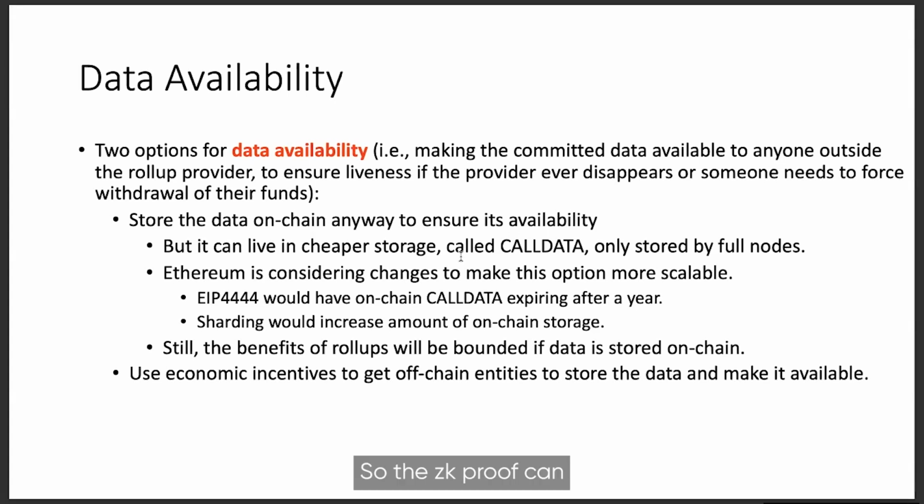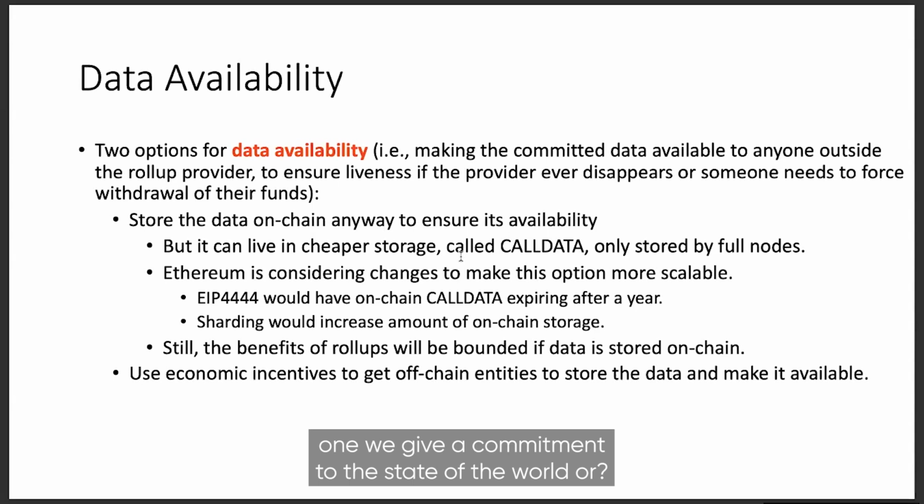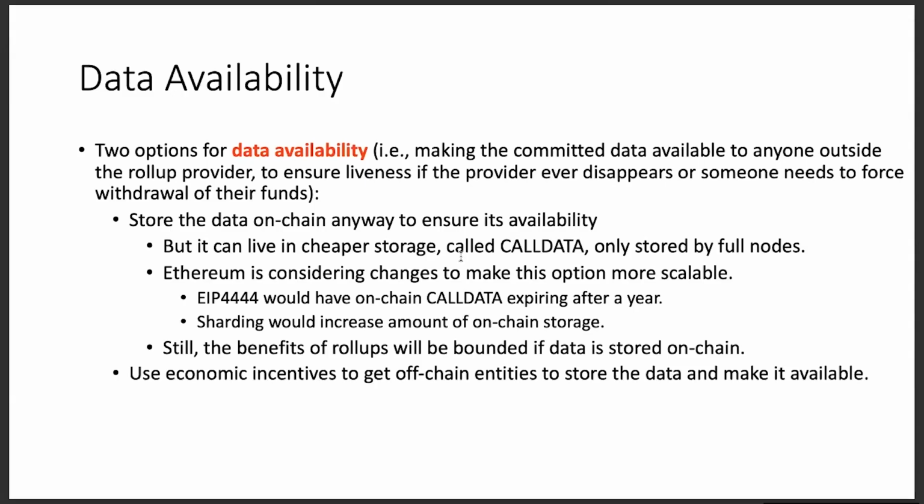So the ZK proof can only give a commitment to the state of the world, right? Yeah. So these proofs that are getting stored on chain, there's the commitment, and then there's a proof that the commitment was computed by applying valid transactions to the state of the world underneath the old commitment.